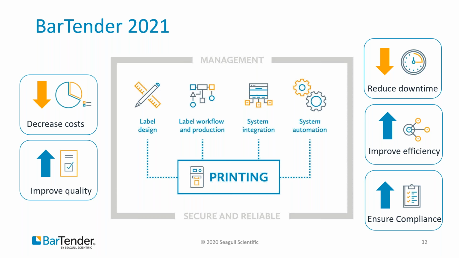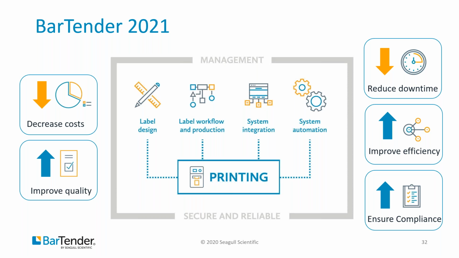As mentioned, BarTender 2021 will help you across the labeling lifecycle from label design to label workflow and production, to system integration and system automation, and finally to printing, all on a secure and reliable platform that you can easily manage. BarTender 2021 will allow you to decrease your cost of operations through faster implementations with fewer technical resources required.